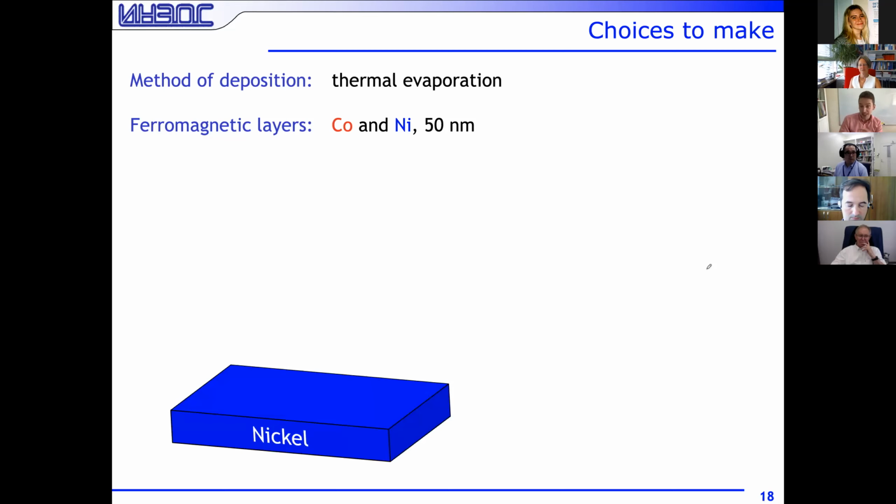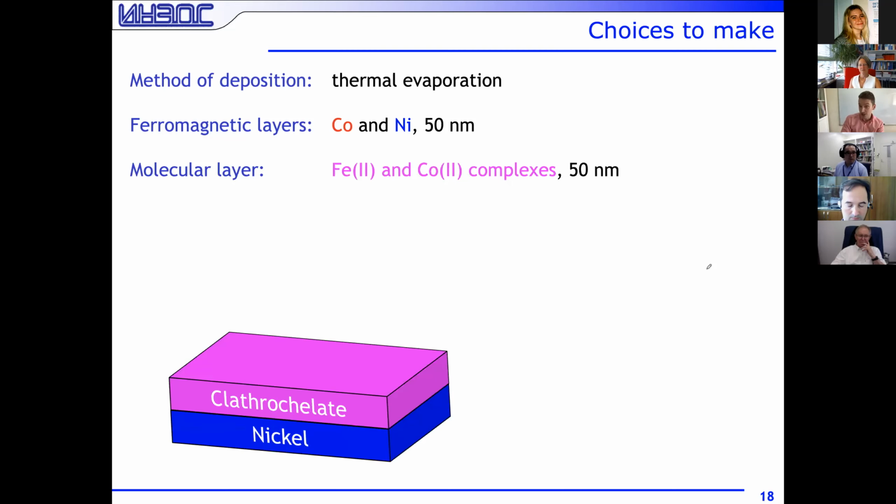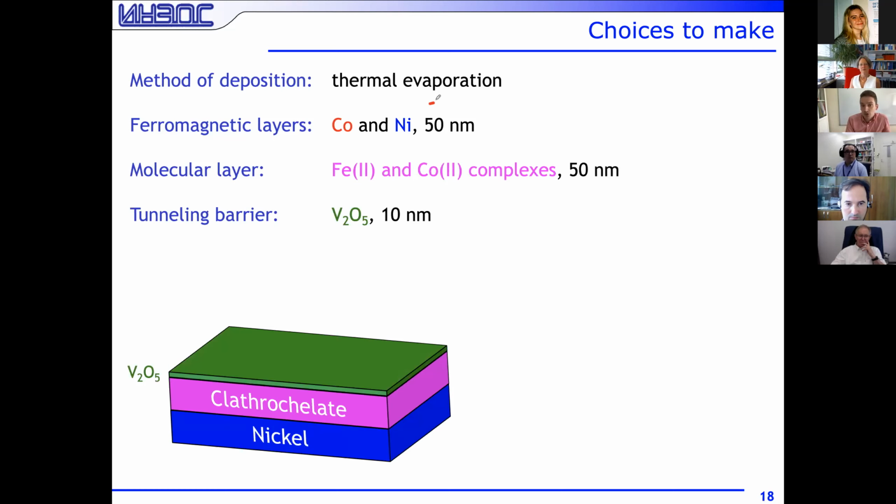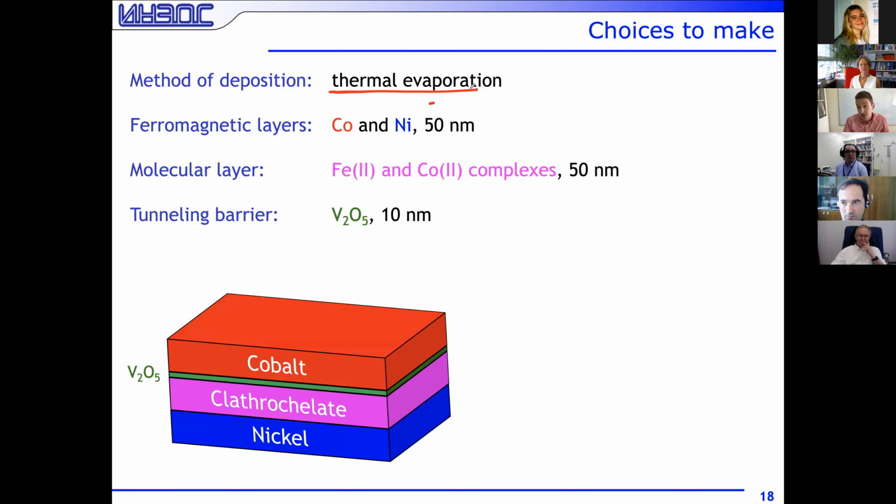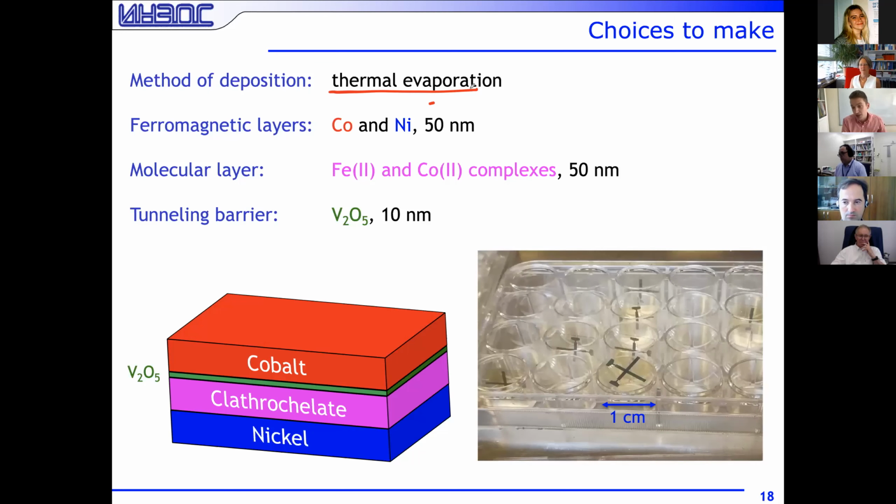And so we started by making the nickel layer on some surface, and then we put on the molecular layers, our clathrochelate complexes. Then usually on top of the molecular layer, people in the field put an additional tunneling barrier, some oxide layer. It could be aluminum, which is then oxidized in plasma. And here we decided to use vanadium oxide because, again, we had it, and because we knew it is possible to deposit it by the same method, thermal evaporation, in the same chamber. And finally, we finished this system with a cobalt electrode. And here is how this device actually looks. It's two crossing electrodes, and we can independently connect contacts to them. And we decided that it's time to make some measurements.